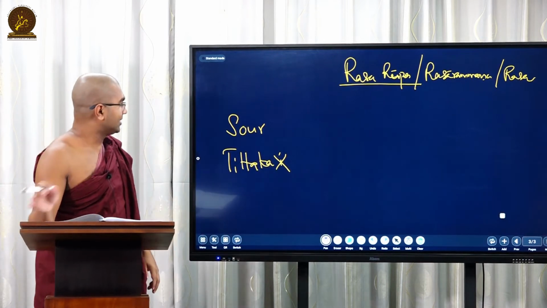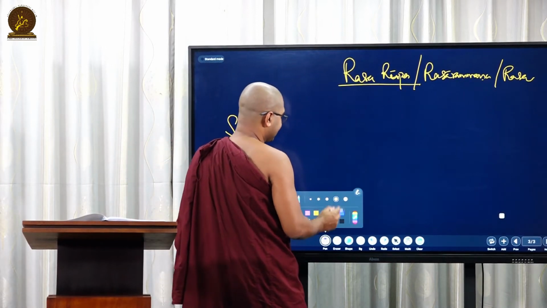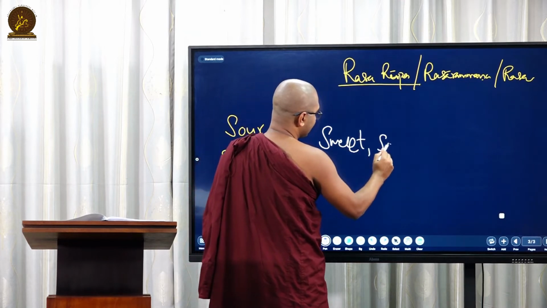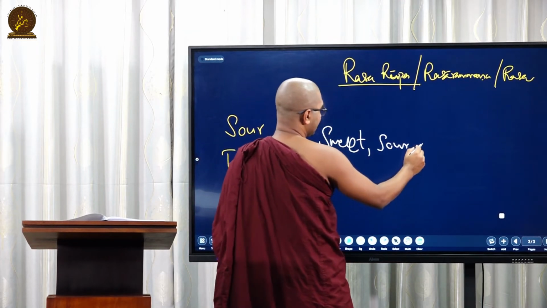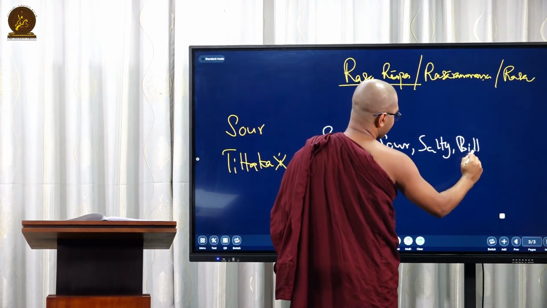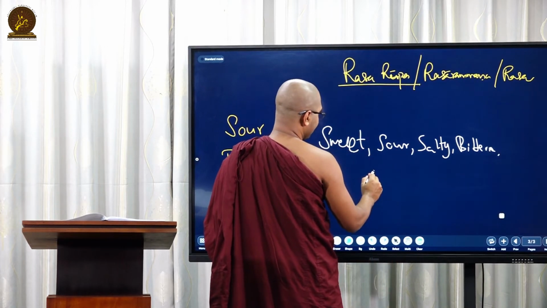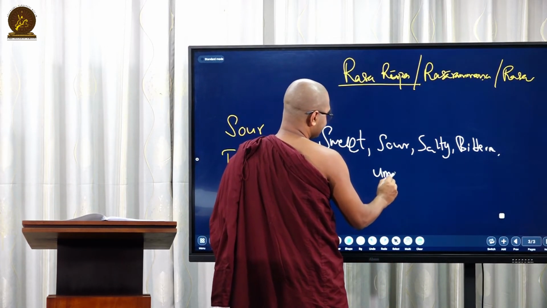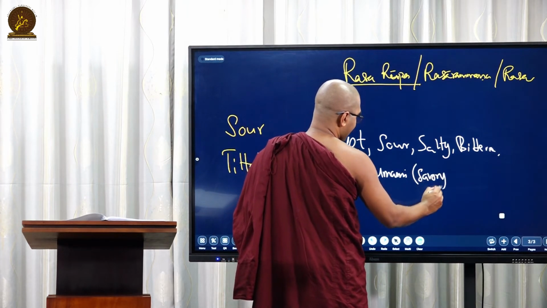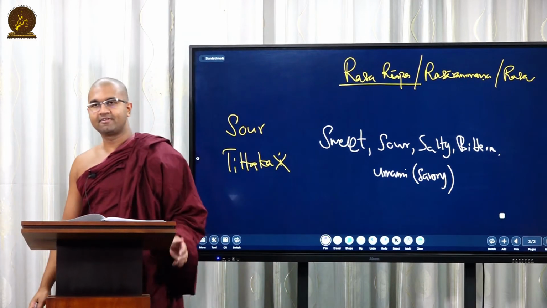Then, according to the modern findings, we normally have 5 types of main tastes. I think you are familiar with that. We have sweet, sour, salty, bitter, and we have umami. This is called savory. And this is a later suggested taste. These are the 5 major tastes.